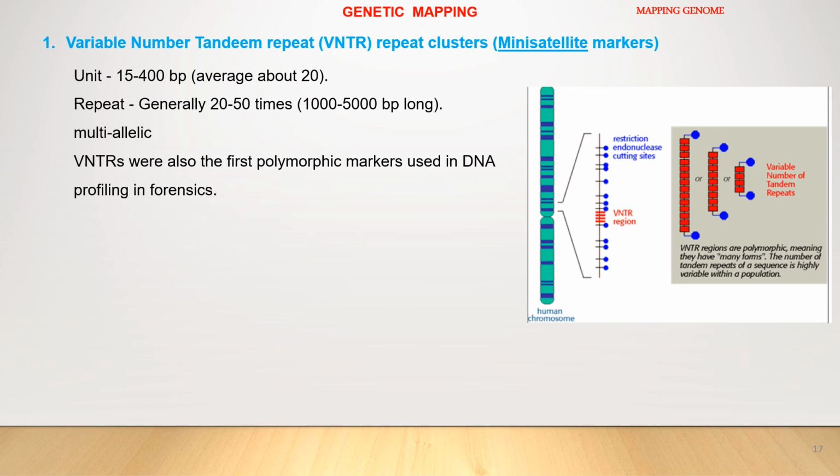VNTRs are variable tandem repeats distributed throughout the genome. The region in the genome that contains a variable number of repeat sequences, generally 15 to 400 base pair, are called mini-satellites. These repeats would be around 20 to 50 times. Since they are multi-allelic in nature, they can be used as markers for mapping. The figure on the right shows a VNTR region in a small location of the chromosome.